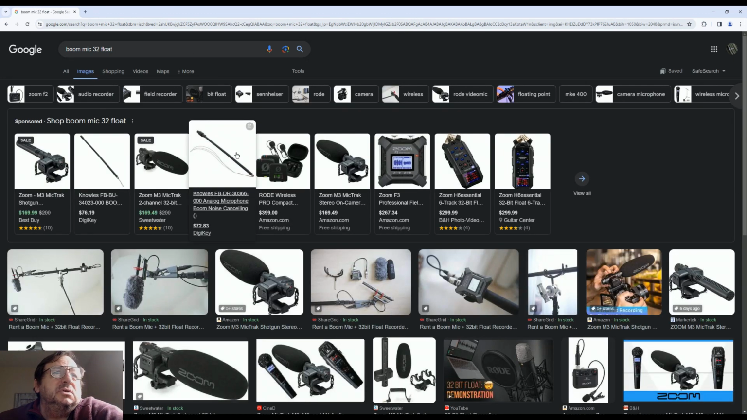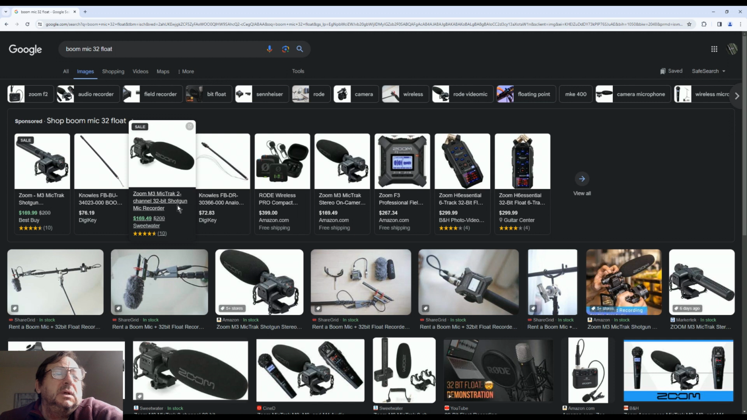You need to search. This one can record, like for YouTube you can do this one. This one is a mic and recorder on an SD card. You don't need a guy holding the mic.